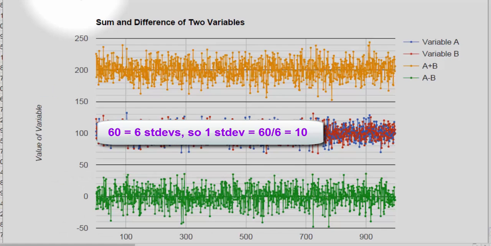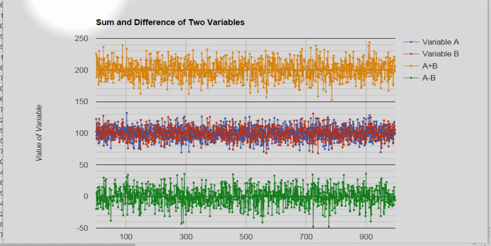And now that we have this picture in our minds, I want us to move on in part 2 to the spreadsheet and see if we can learn something about why the variation for the sum or the difference of our two variables A and B seems to be about 1.4 times the variation of the variables themselves.